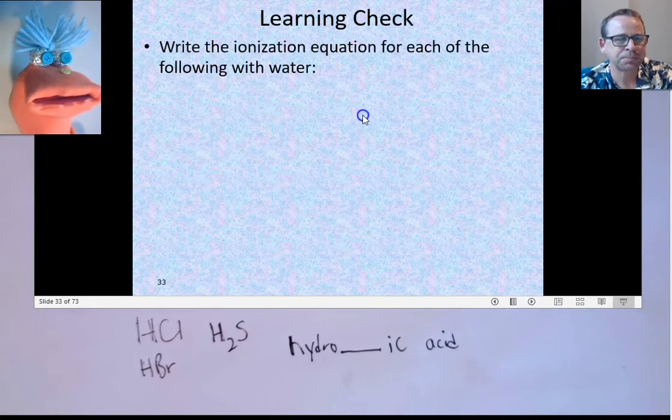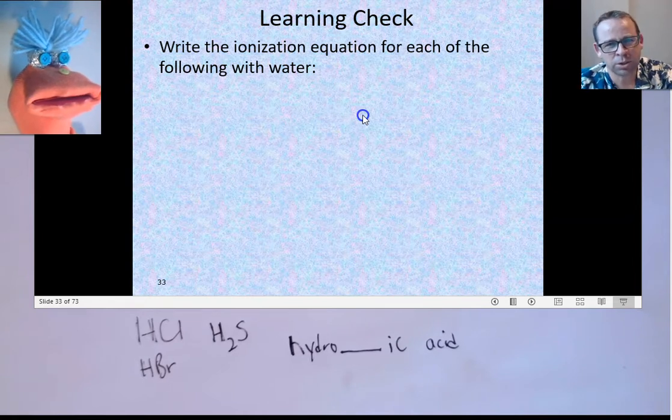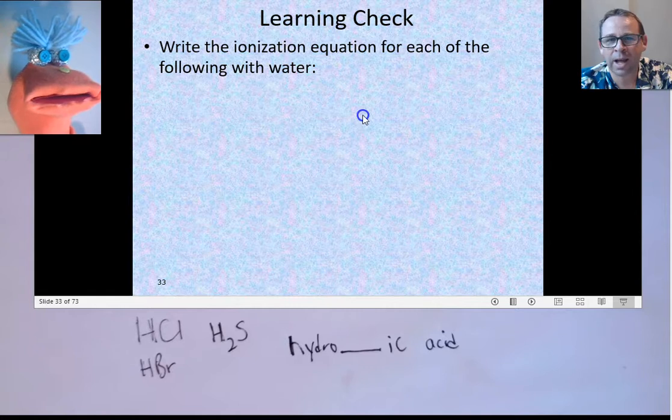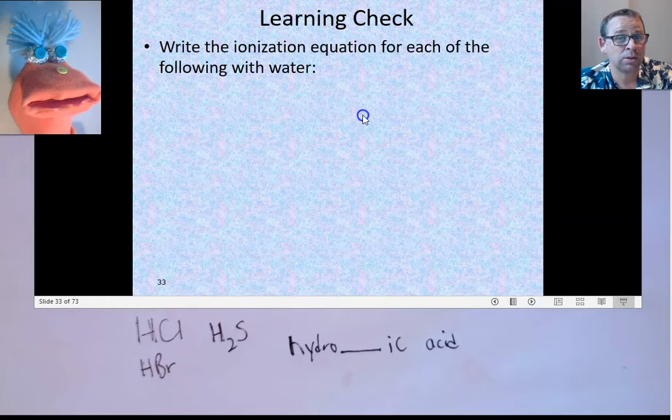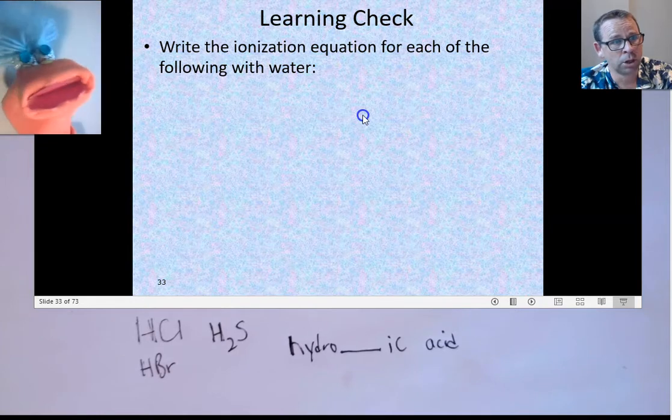Fabulous job. All right. Now we want to make sure that we are capable of writing the ionization of acids, either strong or weak, and bases, either strong or weak, with water. We want to know how they ionize, how they do what they do. Now, what is the definition of an acid? An acid does what when it's placed into water? It ionizes to release the hydrogen ion.